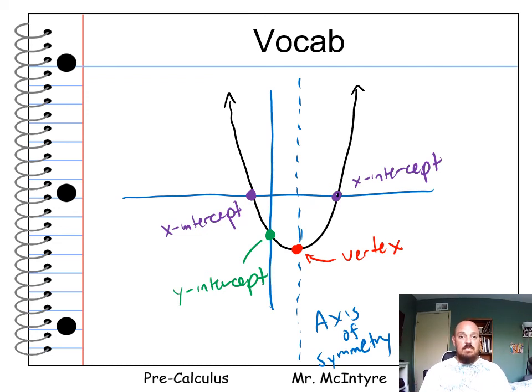So in red was the vertex, that's a point. In blue is the axis of symmetry, that's that dotted line that cuts it in half. In purple are the x-intercepts, that's anywhere the graph crosses the x-axis. And finally in green was the y-intercept, and that's where the graph crosses the y-axis.